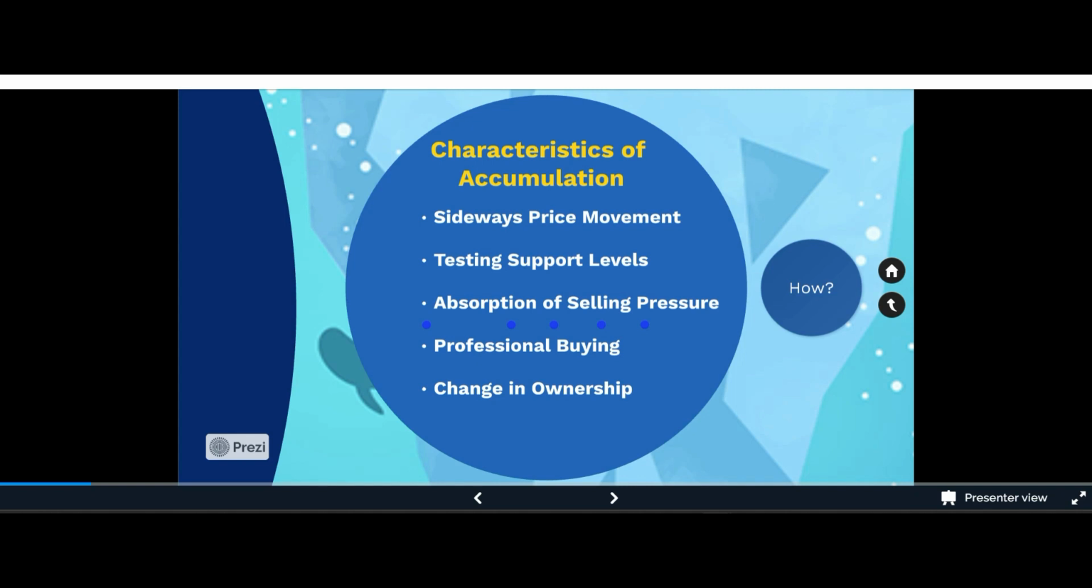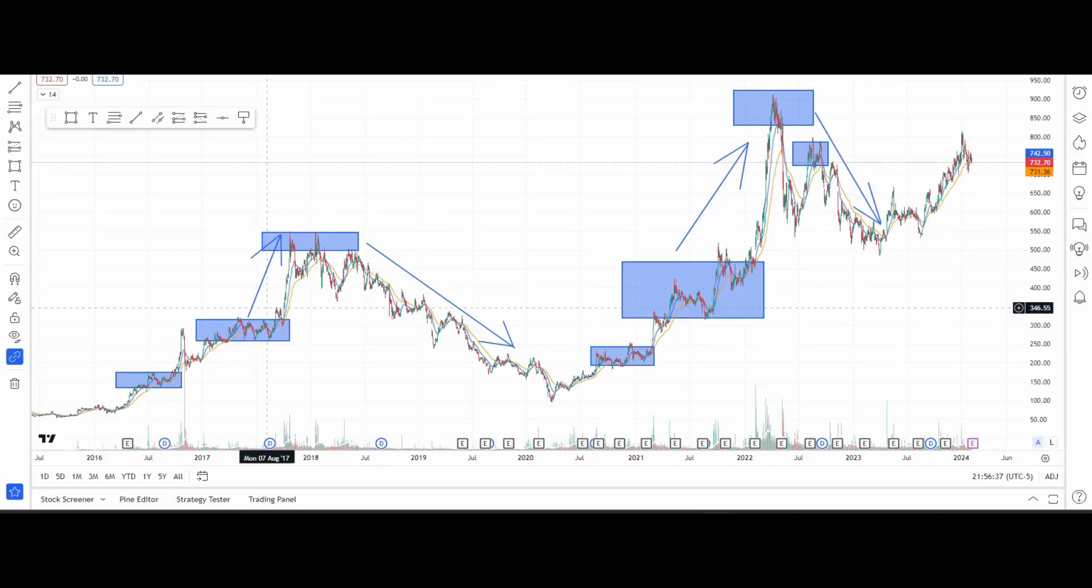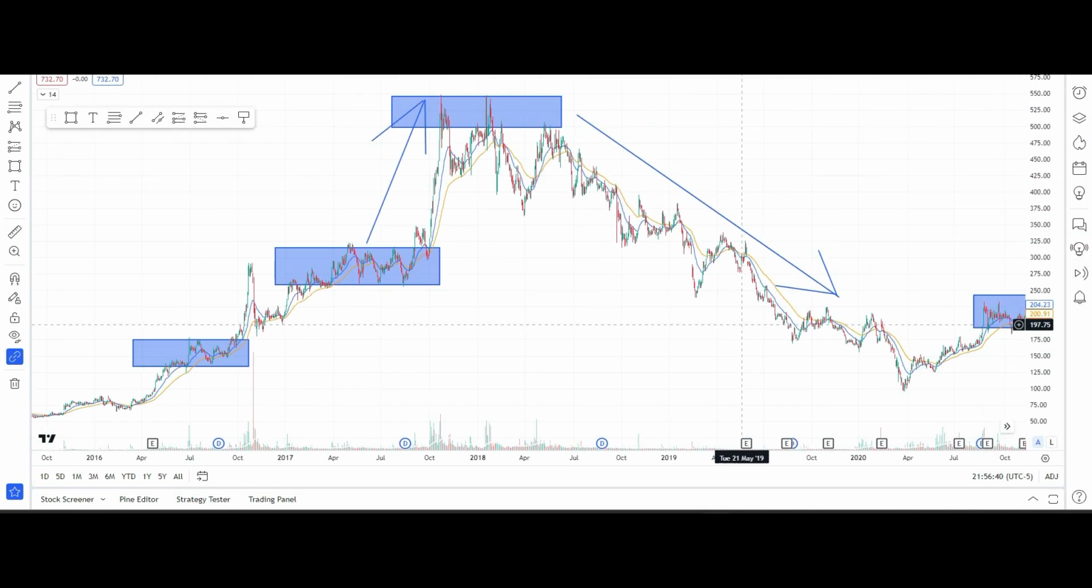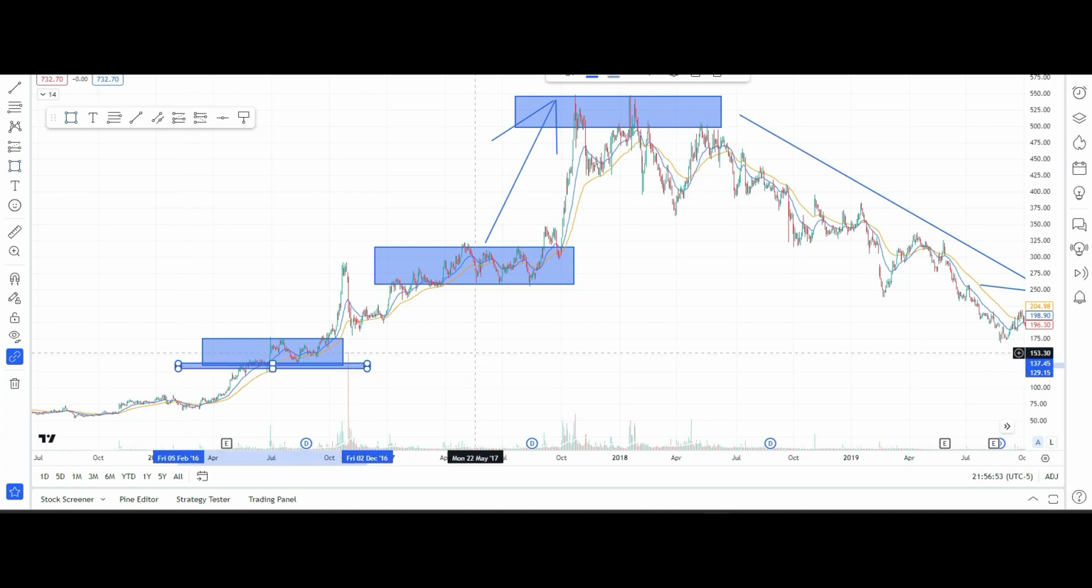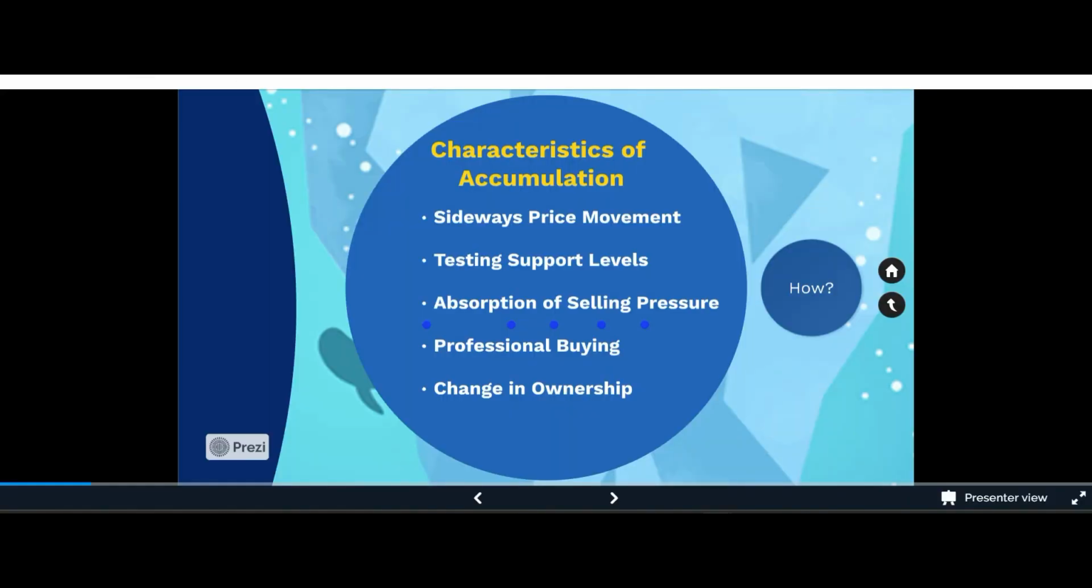The stock will have sideways price movement. If you take a deep dive into the phases, it is moving sideways. It tests support levels. If you draw support here, it will test that a couple of times, and also the resistance levels in many cases. When it tests support levels and bounces back, it means the selling pressure is being absorbed.